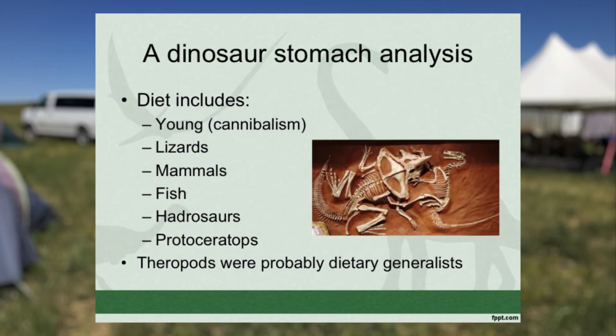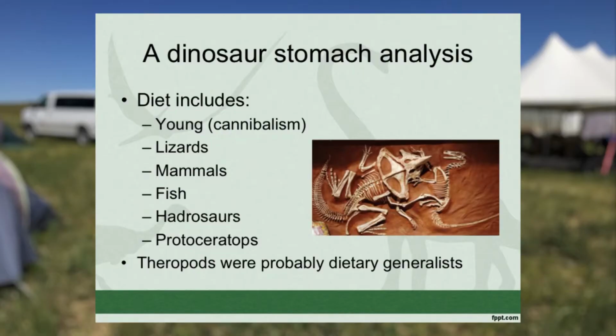All right, dinosaur stomach analysis. I've done lots of stomach analyses, never on a dinosaur. How do you do this? Coprolites, or what you find in the stomach, fossilized. So just a quick list of what they found. They found young, indicating cannibalism, lizards, mammals, fish, obviously hadrosaurs, protoceratops.